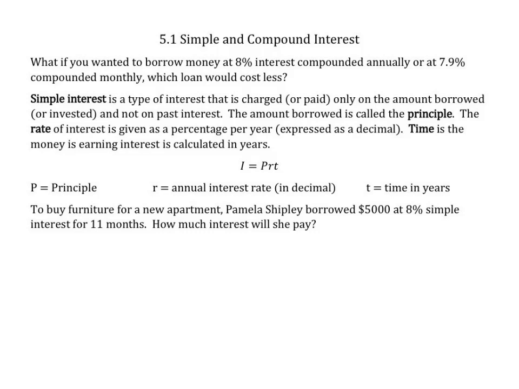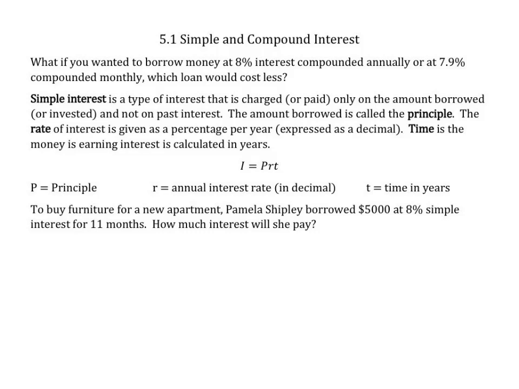So interest equals principal times rate times time. So the amount we put in times the rate in a decimal times how many years we have. To buy furniture for a new apartment, Pamela borrowed $5,000 at 8% simple interest for 11 months. So she's only getting charged interest on the amount of money that she put in, the $5,000. How much interest will she pay?